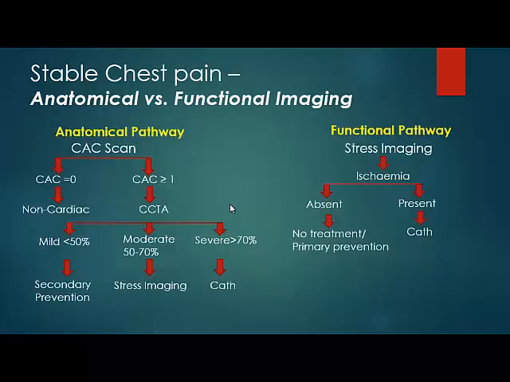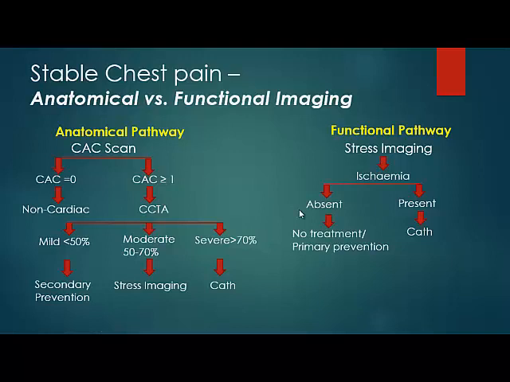Okay. So there are two different pathways one can use in clinical practice in terms of combining anatomy versus functional imaging. So one pathway could be, you can start with calcium scoring scan. If calcium score is 0, you can label the patient as having non-cardiac chest pain. If the calcium score is more than 1, you do a CT angiogram. If it is less than 50% stenosis, then you simply treat patient with prevention, secondary or primary prevention. If you have moderate stenosis, then here you can do stress imaging to define whether it is functionally significant or not. If you have severe stenosis, you do a cath.